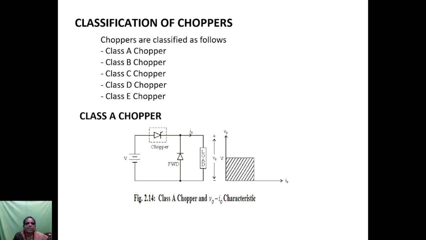First is class A chopper. For a class A chopper, when the chopper is on, the output voltage will appear across the load, that is V0.